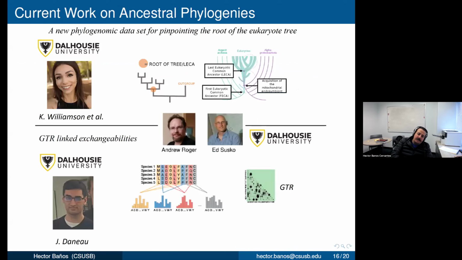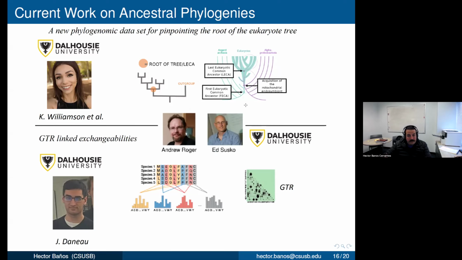Specifically, and this is what I'm currently working on, I'm working with Kelsey Williamson, a PhD student at Dalhousie University, along with Andrew Roger and Ed Susko. One of our projects is to develop a new phylogenetic data set for pinpointing the root of the eukaryotic tree. This project involves trying to use an outgroup to find where the most recent common ancestor of all eukaryotes is.